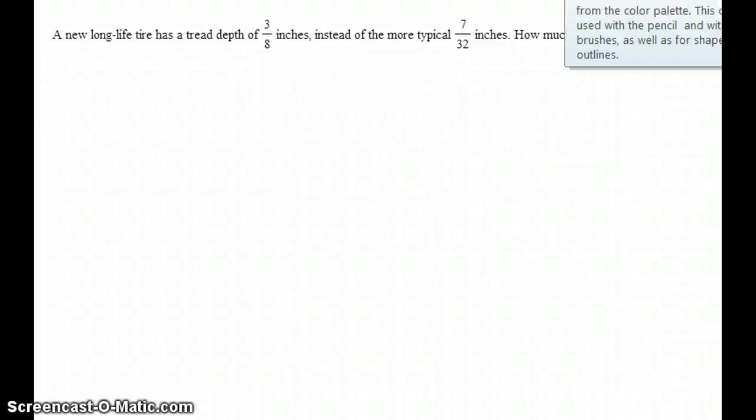To solve any word problem, look for key words or phrases that may help you set up the word problem. For this question, how much deeper is the new tire? The key phrase "much deeper" means subtraction. So we have 3 over 8 minus 7 over 32.